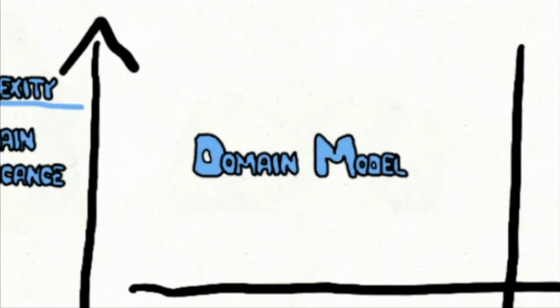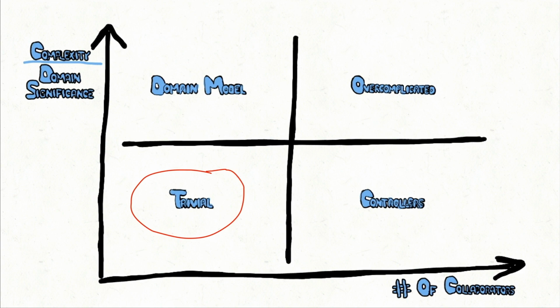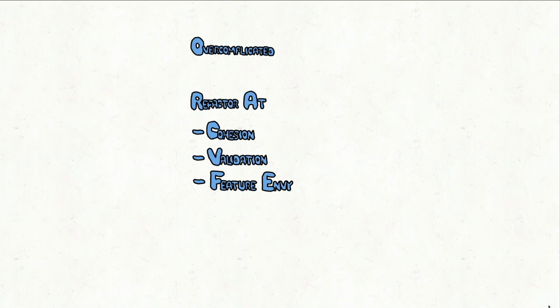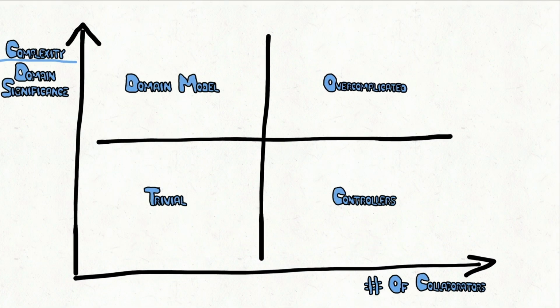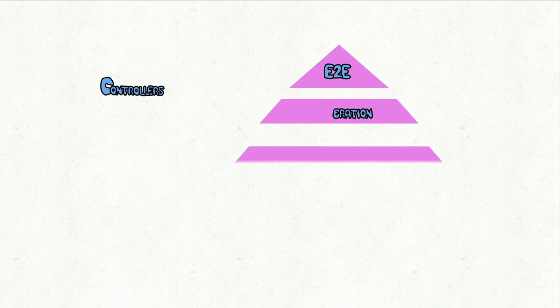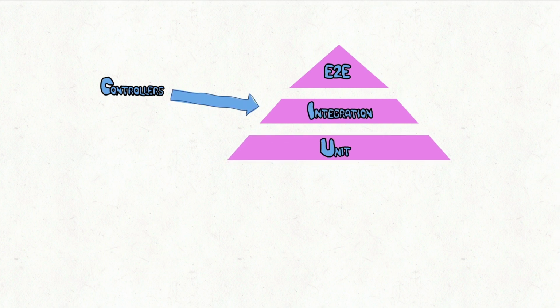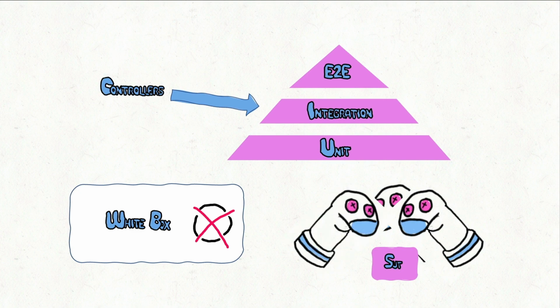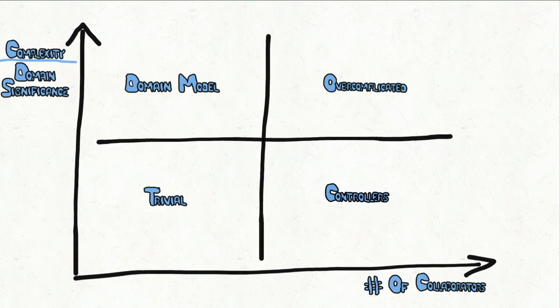Trivial code must not be tested at all, since it is exactly that, trivial. The overcomplicated code is the one you should refactor to make it more testable. And controllers or orchestrators could be involved in integration tests or similar, but should never be tested by themselves. Since the only thing they should do is delegate anyways, it leads to a white box test because you have to know the implementation and probably mock everything. And we talked about that before.